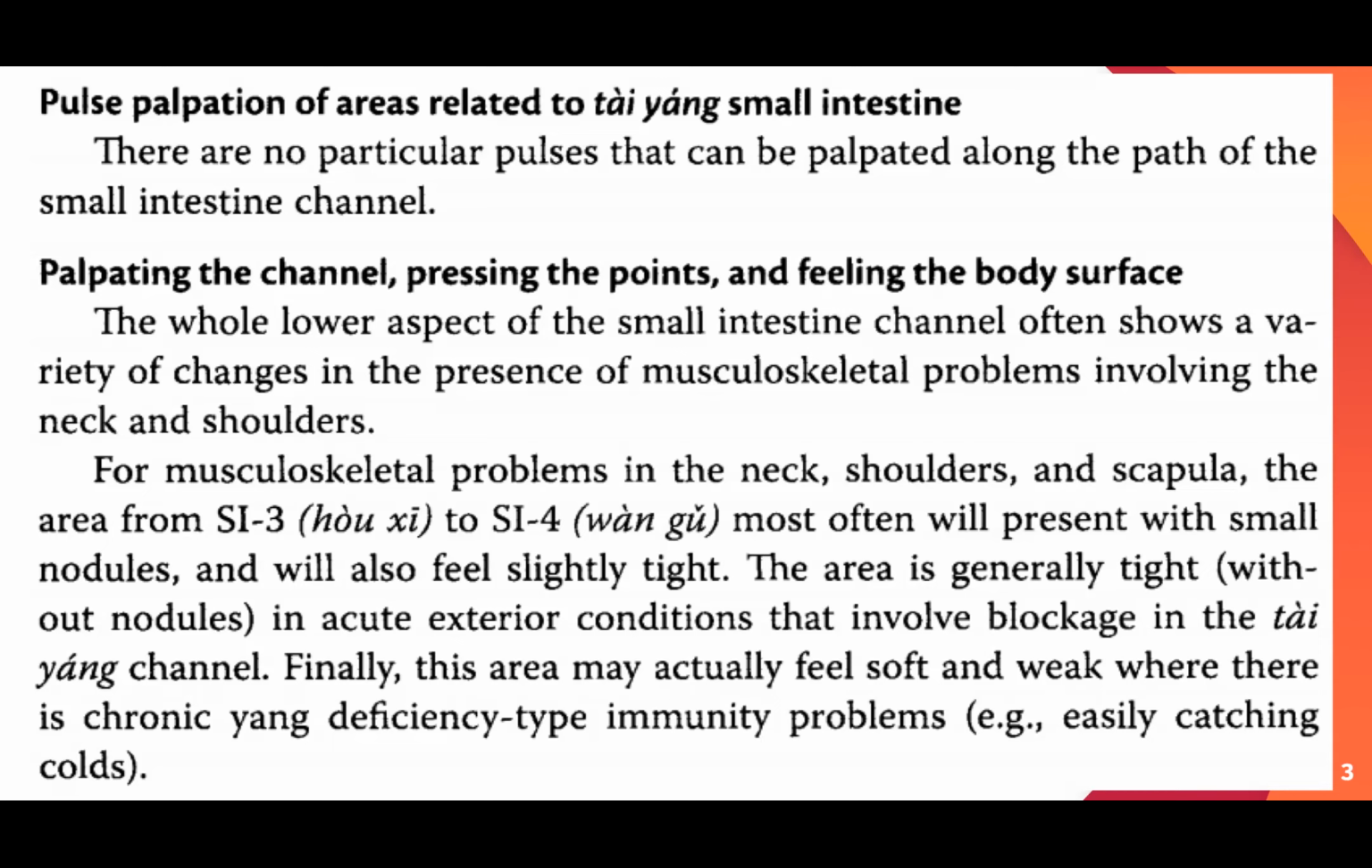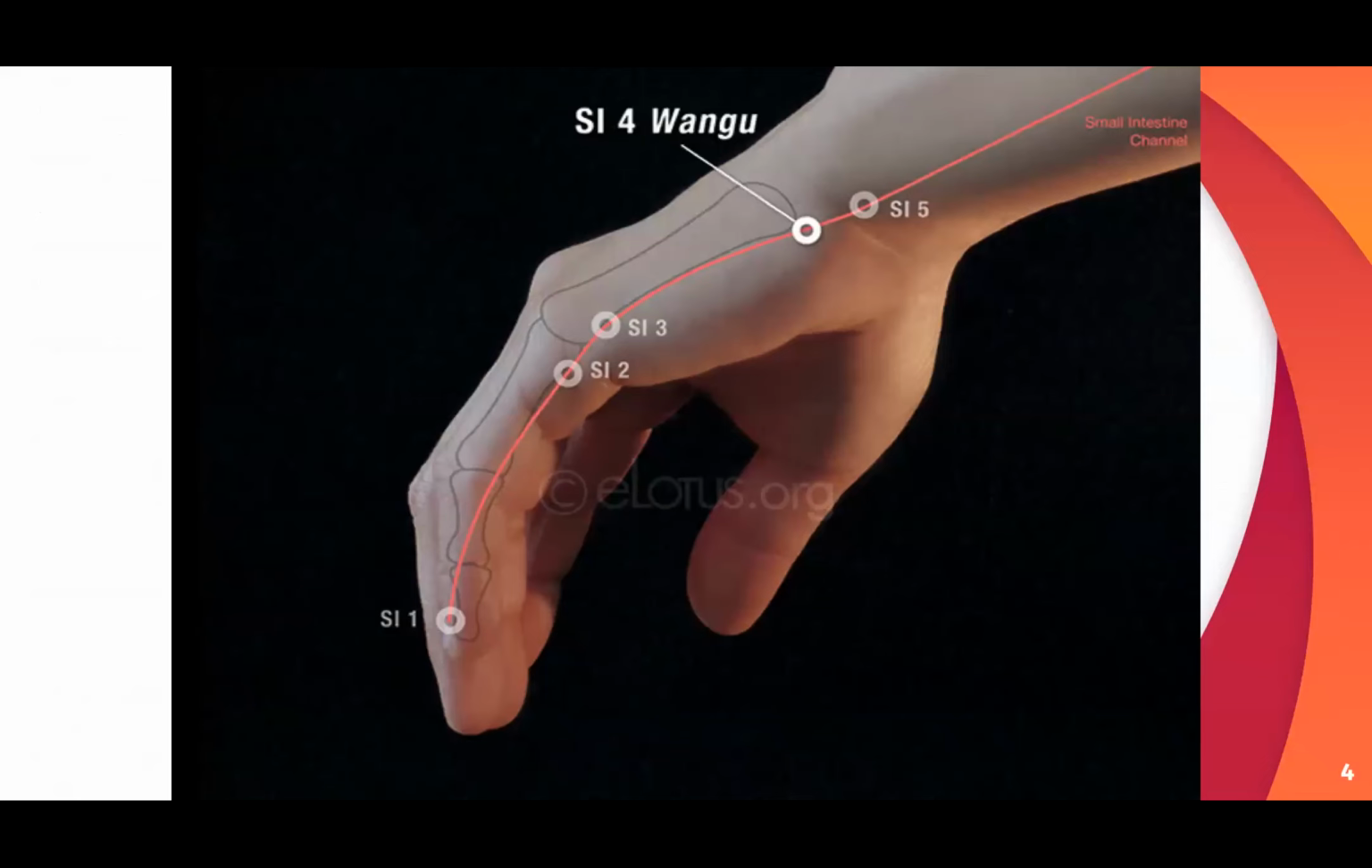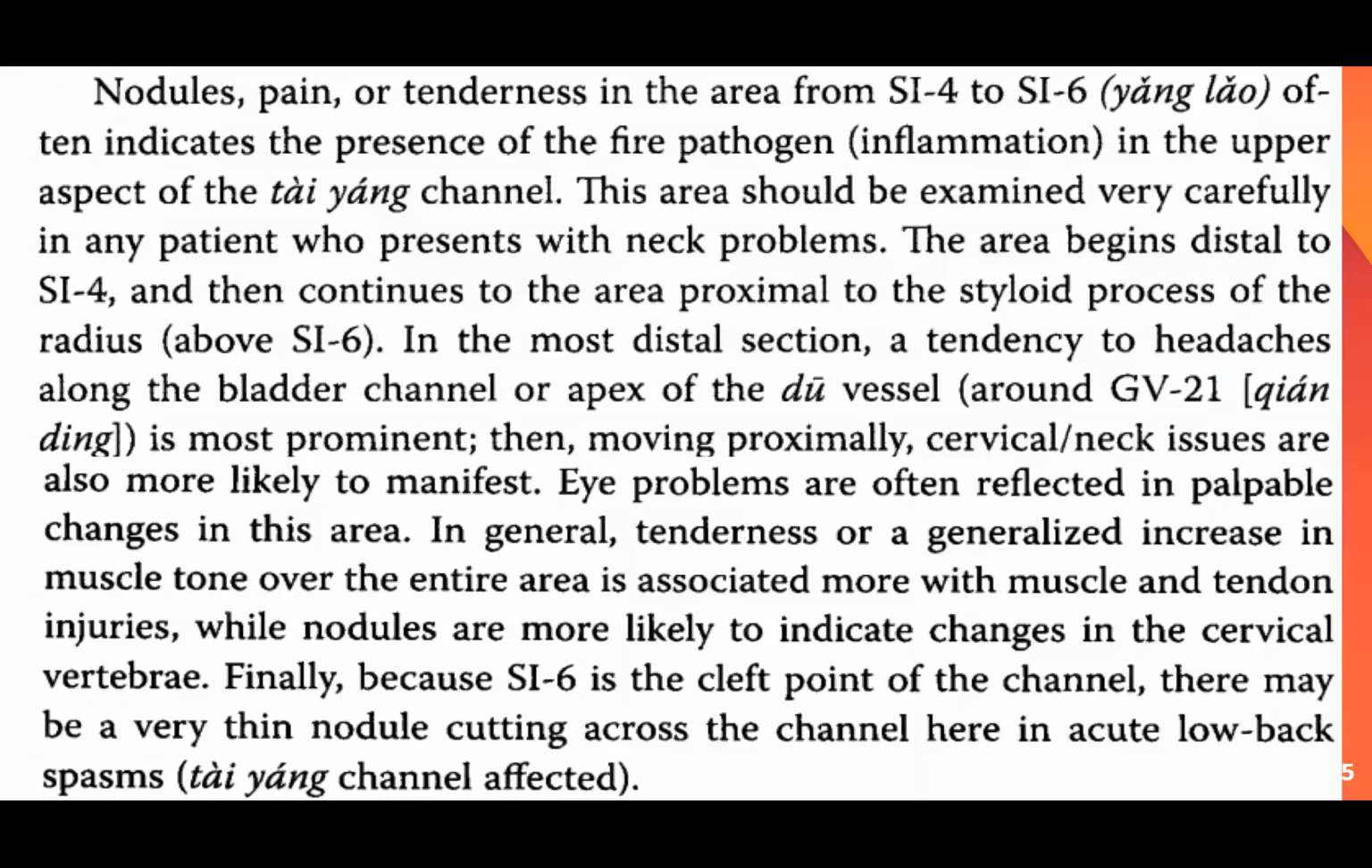Kung kinapa naman po ninyo na medyo malambot siya, tapos yung pulse, may pulso po kasi doon, weak yung pagpintig ng pulso doon sa part na yon. So chronic yang deficiency po yan. So immunity problems. Halimbawa po, madali siyang magkaroon ng sipon, easily catching cold. So ganun po yung mapapalpate dyan sa area na yan. Makakapa nyo yung mahina. So ayan po yung small intestine 4 sa likod ng kamay.